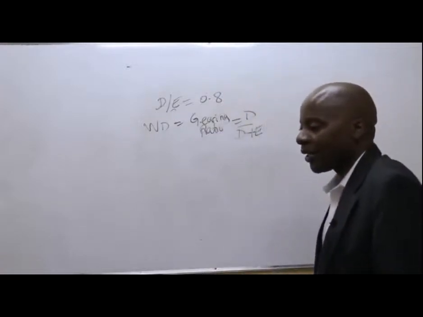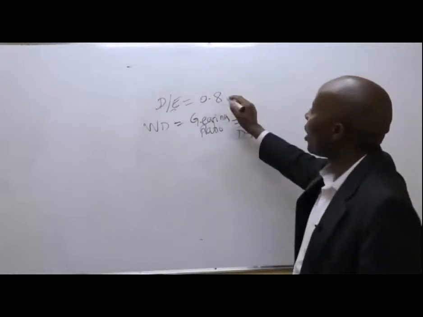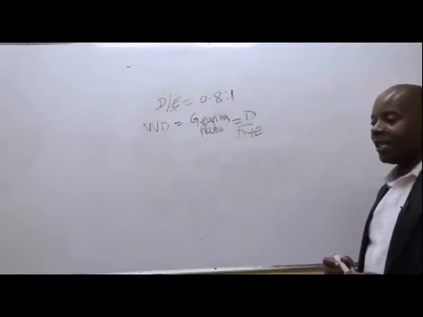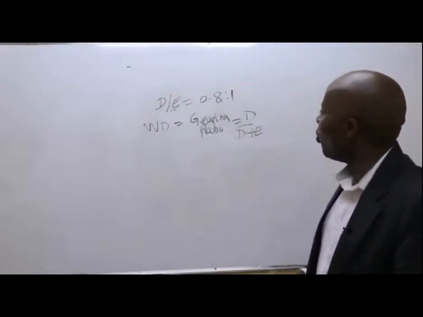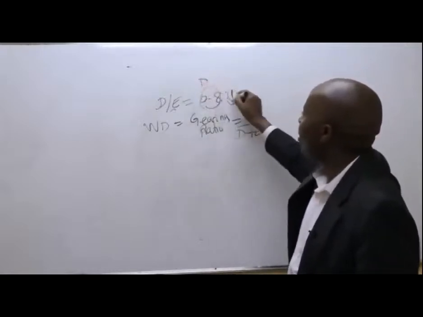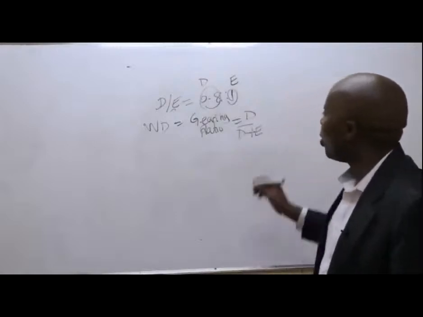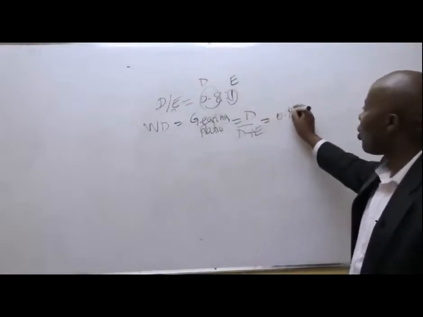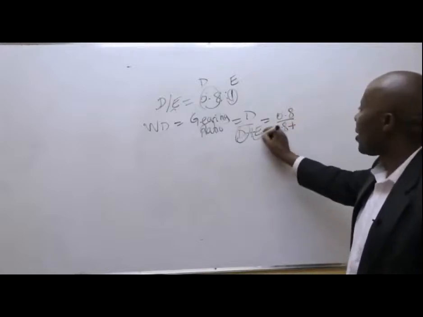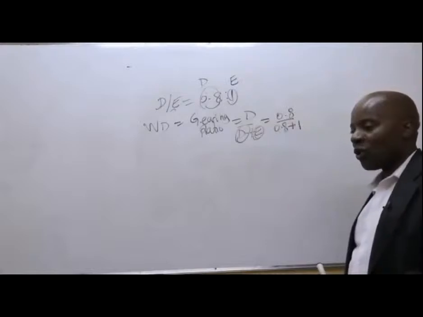Right? Ladies and gentlemen, when it's written like 0.8, I have to come and say 0.8 is to 1 like that. And the first one is debt. The second one is equity. So what do we have here? The debt is 0.8 all over debt again, which is 0.8 plus equity, which is 1 like that.